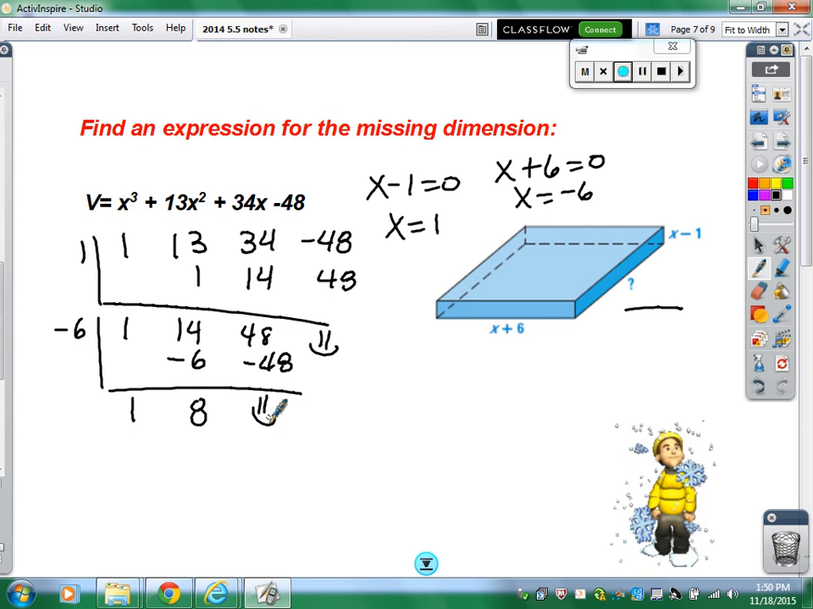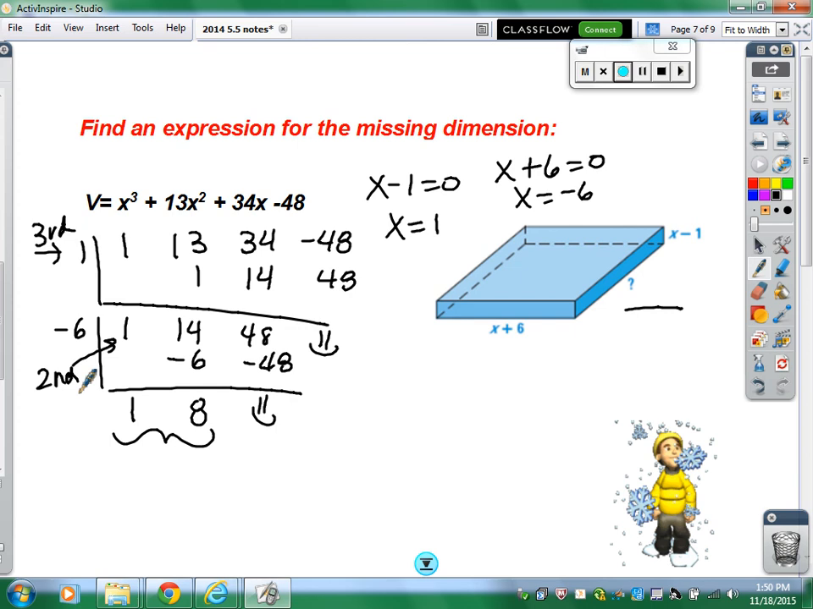Now we've got to turn this back into a factor. Think about what we've got here. This was a 3rd degree. We took an x out, so this one was a 2nd degree. We took an x out again, so that makes this one a 1st degree. So my factor is going to be x plus 8.